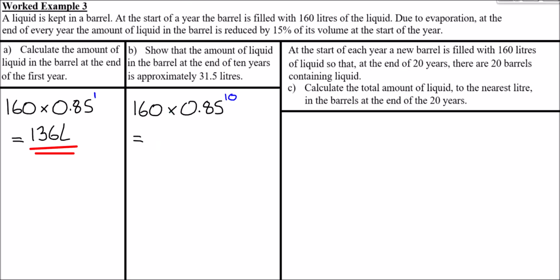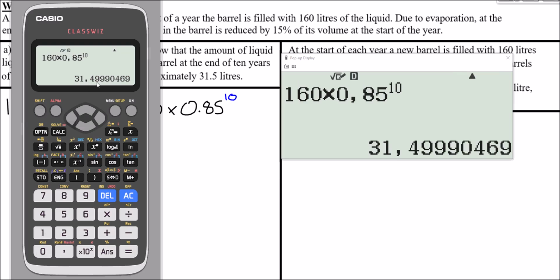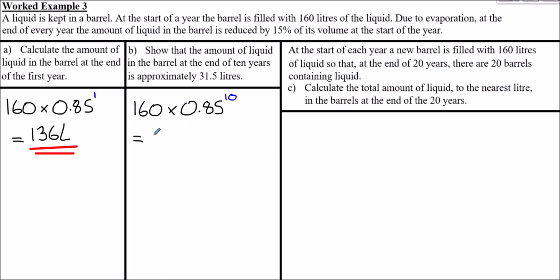So if we work this out, we can show what needs to be shown. 160 multiplied by 0.85 to the power 10 gives us 31.4999, which indeed is more or less 31.5 litres, as required.